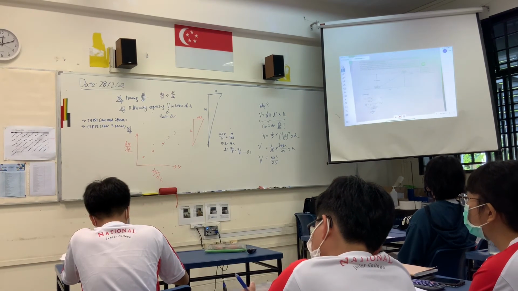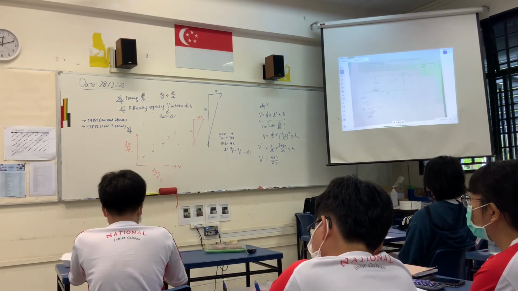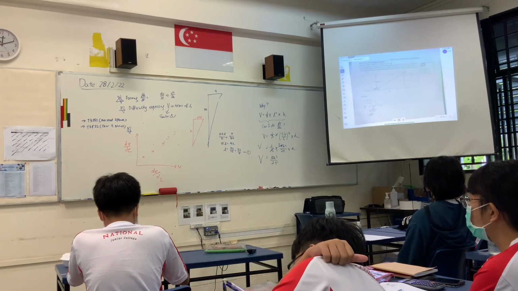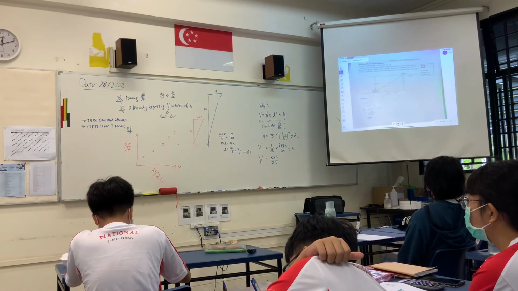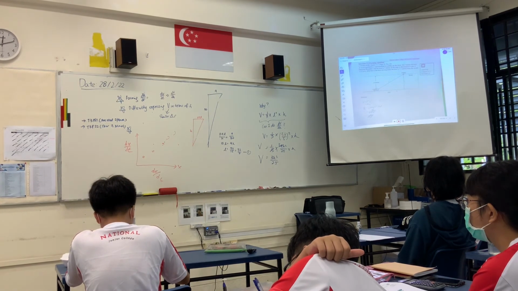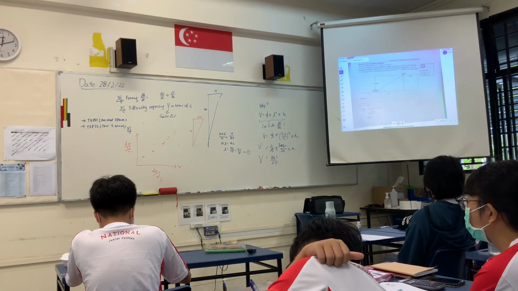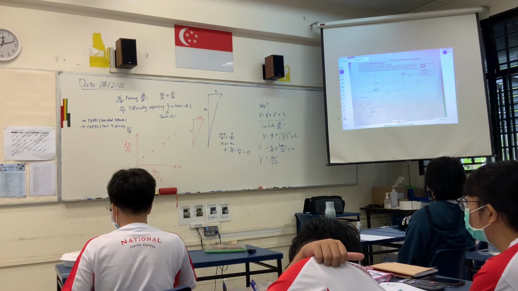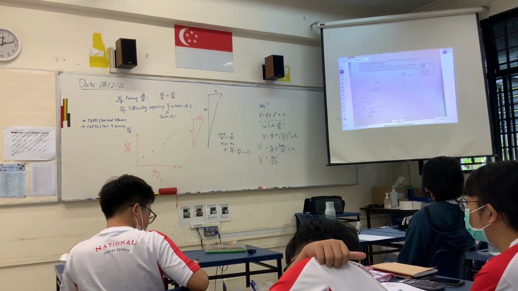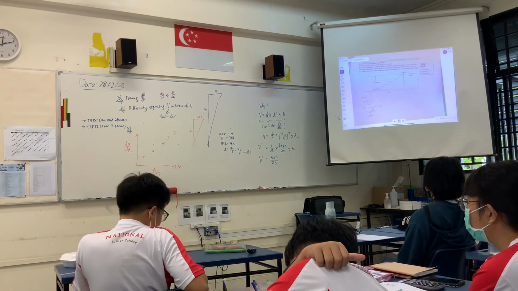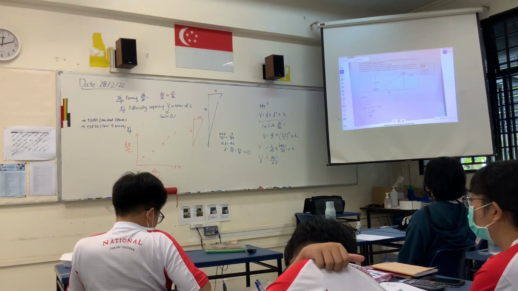So here is 1, here is 2. There's a rate of change for x and a rate of change for y. Can they be separate? Cannot. So how are these two connected?